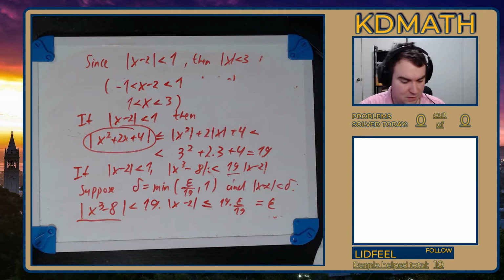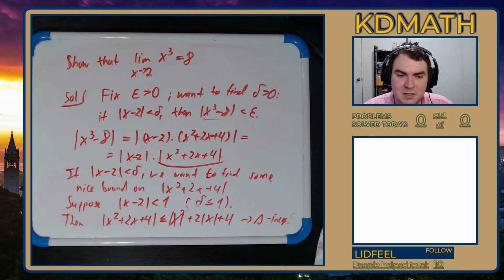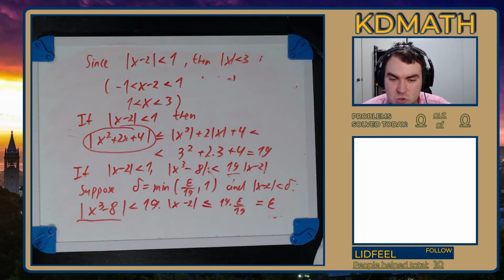And now remember, and I will just switch back to the previous slide, hopefully it's not too jarring for anyone. Remember that the absolute value of x cubed minus 8 is less than or equal to the absolute value of x minus 2 times the absolute value of x squared plus 2x plus 4. And we just said that if the absolute value of x minus 2 was less than 1, that quadratic term was less than 19. So 19 times the absolute value of x minus 2 is bigger than the absolute value of x cubed minus 8 if the absolute value of x minus 2 was less than or equal to 1. So far, so good.